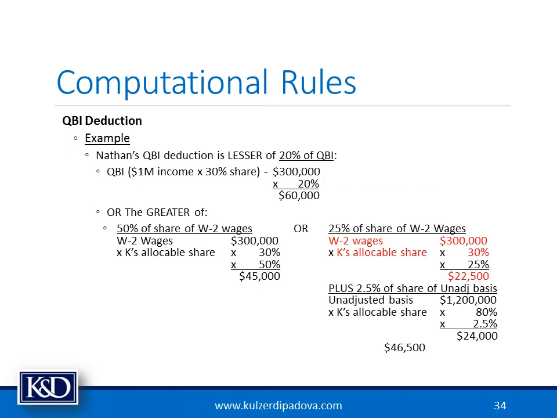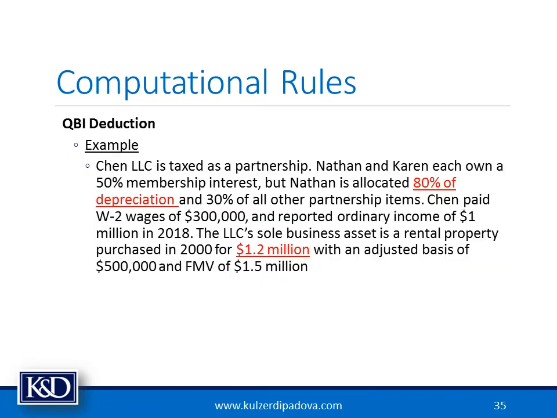So to determine the wage plus basis portion, in addition to knowing the allocation for the wage deduction, you need to know how depreciation is allocated. Partnerships can have all different types of special allocations, and depreciation is one that may not follow your partnership interest or match the wage deduction allocation. So in this case, Nathan gets 80% of the depreciation, and that's what you look to determine how much of the basis in the property is allocated to Nathan.